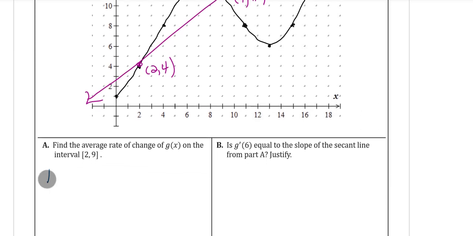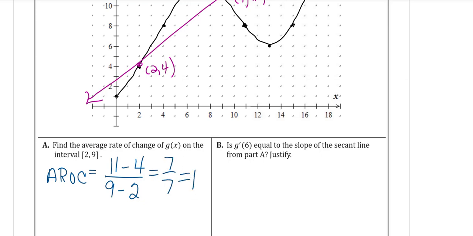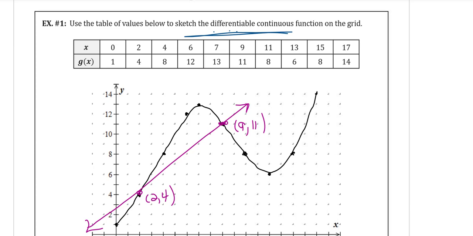All right, so let's use that information. Our average rate of change is going to equal 11 minus 4 over 9 minus 2. And so we get 7 over 7, which is 1. Okay, so there's that. Part B says, is g prime of 6 equal to the slope of the secant line from part A? Justify. Okay, so like we've done before with tables, let's use 2 points on either side of 6. So let's use (4, 8) and (7, 13) and find that slope, and it should be close to the slope of g prime of 6.